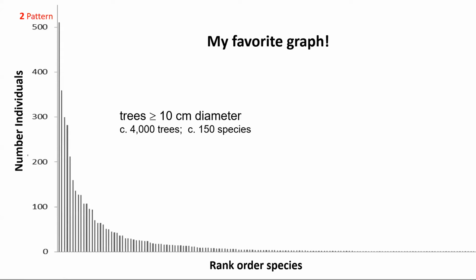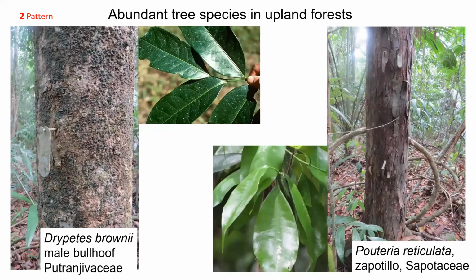So here is a pattern that we came up with. It's not unique to the forest, but nonetheless an interesting pattern. Here are some of the really common species. We saw this in a previous picture, Drypetes brownii, and then Puteria reticulata, which is the most common canopy level tree species in the forest. And by the way, it is also common throughout the region. It is also, for example, the most common tree species of canopy level that you find at Tikal, the famous Maya site in Guatemala.